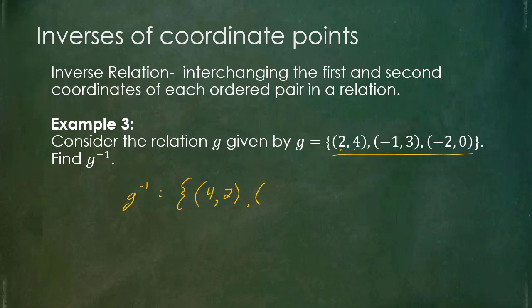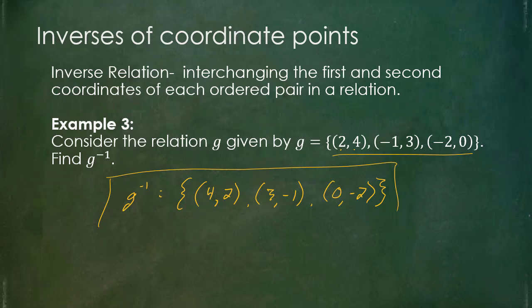-1, 3 is now going to be 3, -1. And the last one, -2, 0, would turn into 0, -2. And all that curly bracket represents is just the fact that this is a set of points. So if it had it to start, we just make sure that we include it with our final answer.